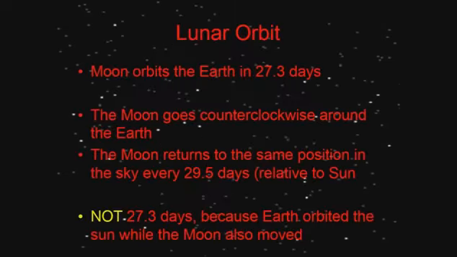So the lunar orbit, in terms of the moon orbiting the Earth, the moon orbits the Earth in 27.3 days, and it goes around in a counterclockwise direction.